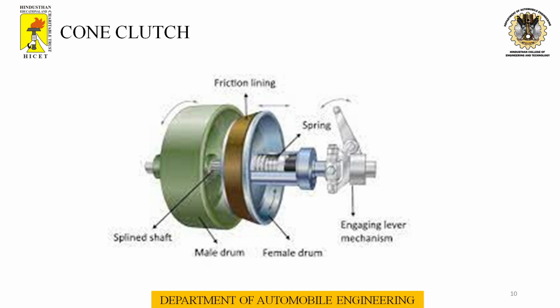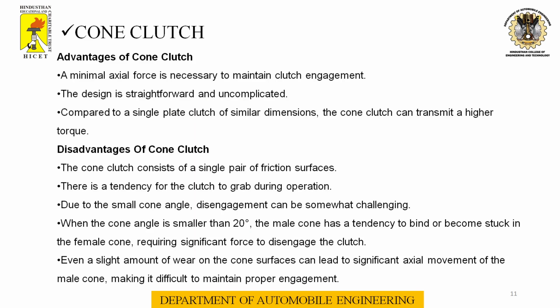For disengaging, the male cone is pulled out by means of the lever system operated by the clutch pedal, thereby separating the contact surfaces. Some advantages are listed here. Advantages of the cone clutch: a minimal axial force is necessary to maintain clutch engagement. The design is straightforward and uncomplicated. Compared to a single plate clutch of similar dimensions, the cone clutch can transmit a higher torque.